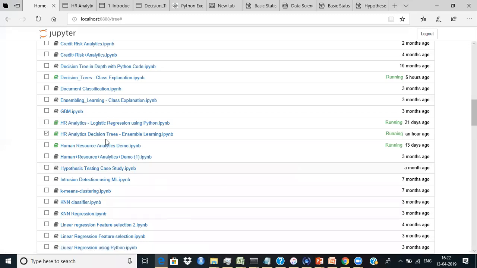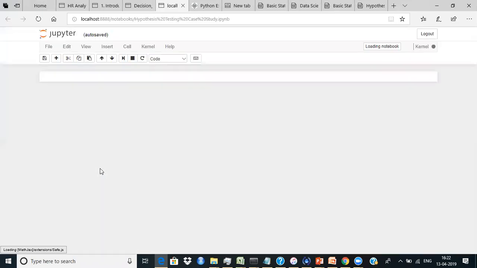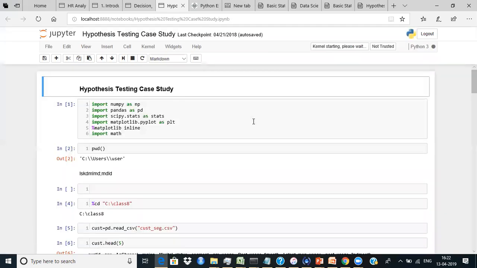Just I will find this. Wait, you understand the scenarios, right? You just need to understand the scenario. Doing it in Python is really easy.